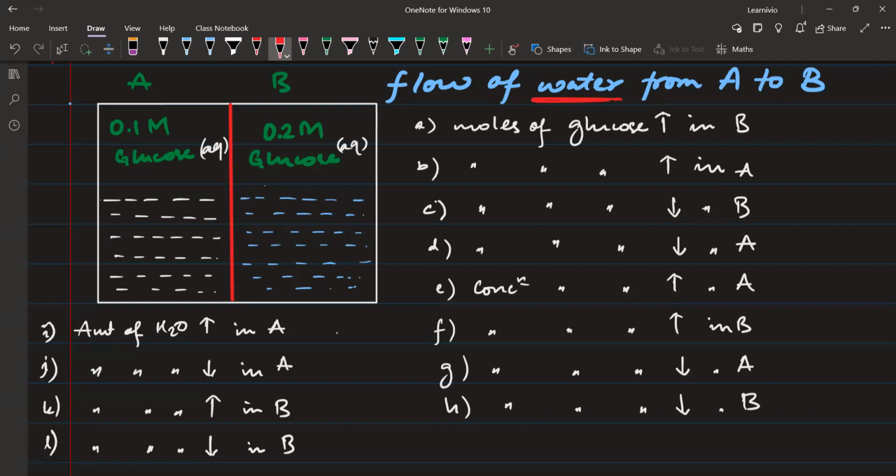Whatever glucose is present in A, it will be present in A. Whatever glucose is present in B, it will be present in B. Nothing will happen to it. So A is incorrect, B is incorrect, C is incorrect, and D is also incorrect. Make sense till here? Yes or no? Please tell me. Because when we are talking about moles, we are talking about the amount of glucose in it.